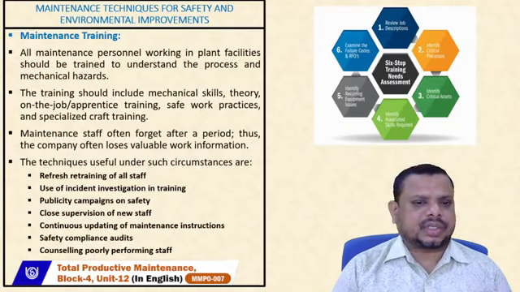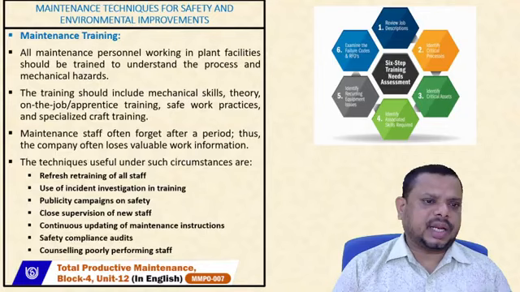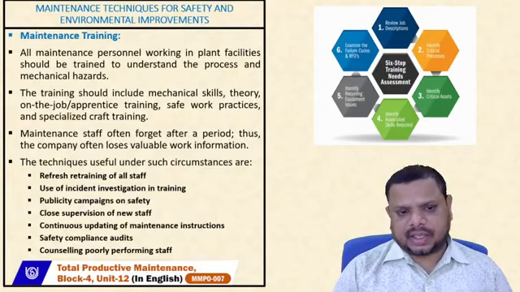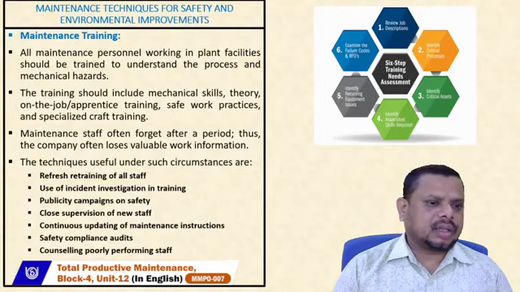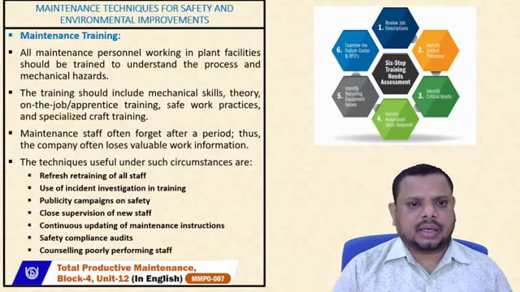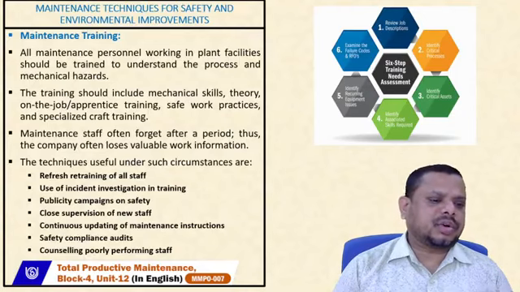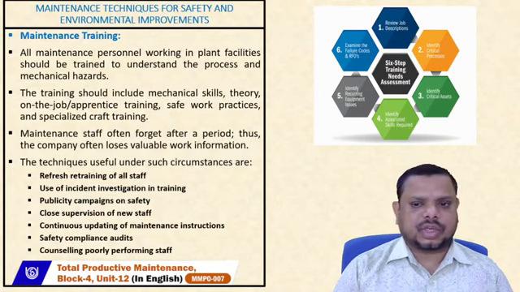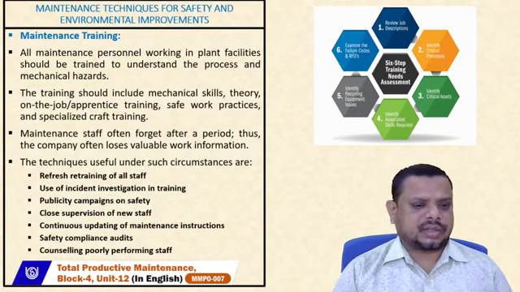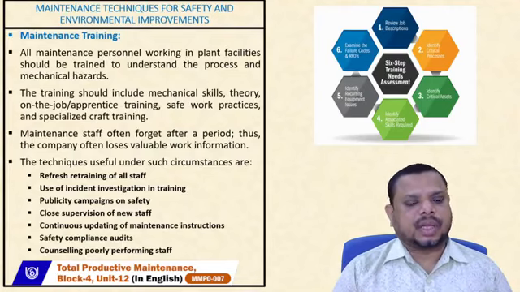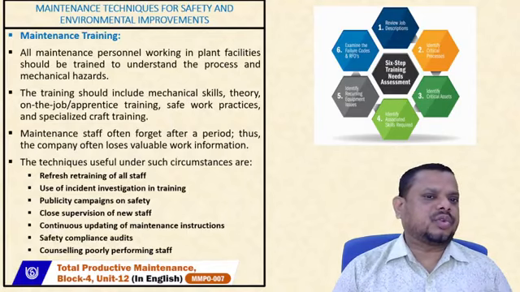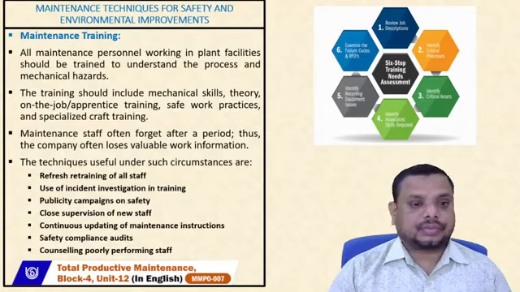So these six training assessments are needed in maintenance training so that workers can upgrade their skills in various areas: mechanical skill, safe work practice, and specialized craft training should be updated. And it is the duty of middle-level management to run publicity campaigns on various safety and environmental issues. That is why PSU companies and private companies rapidly run publicity campaigns, especially to improve safety and environmental issues.